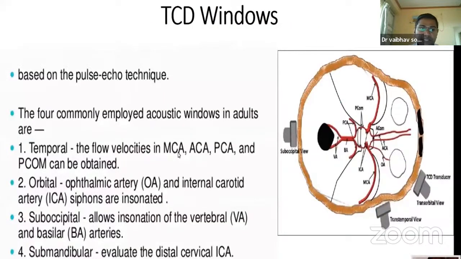Based on the pulse echo technique, there are 4 commonly employed acoustic windows in adults, as I have just narrated. Through the temporal window, the flow velocities in the MCA, ACA, and the PCA, along with the PCOM, can be obtained. With the orbital window, we can see the flow velocity of the ophthalmic artery and the internal carotid artery siphon. With the suboccipital window, we can insonate the vertebral artery and the basilar artery. With the submandibular window, we can evaluate the distal cervical internal carotid arteries.